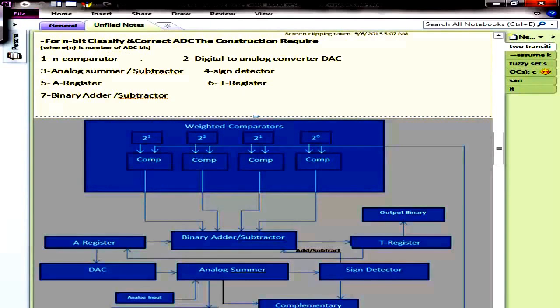Here we describe the components of the classify and correct analog to digital conversion method. We have n comparators; for a 4-bit analog to digital converter, we have 4 comparators. We have a digital to analog converter, like in the successive approximation technique. We have an analog summer subtractor.